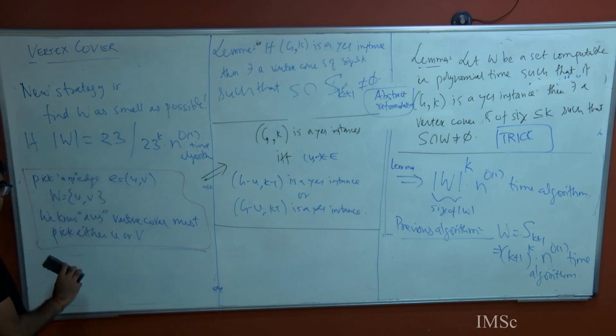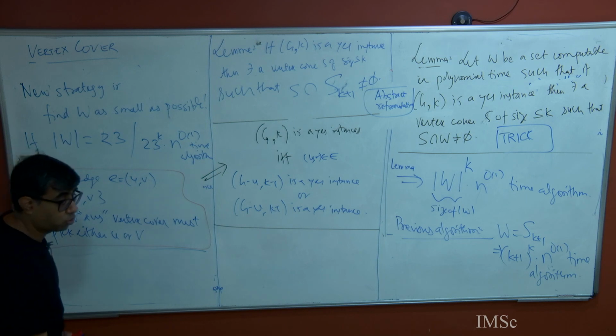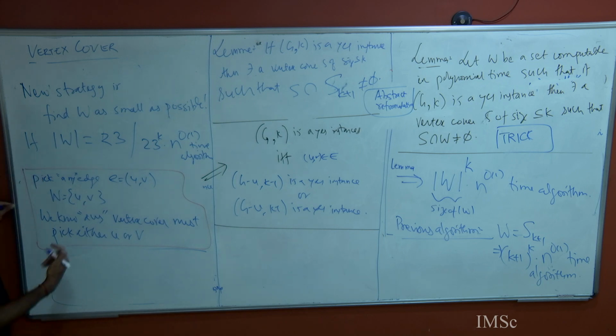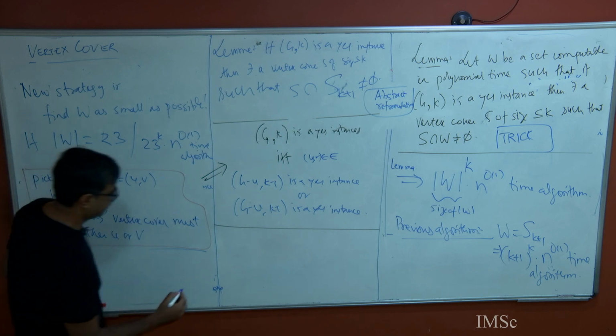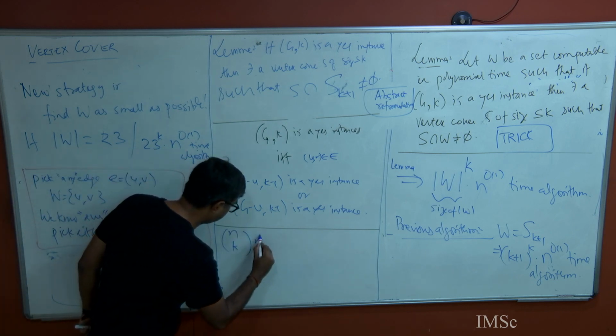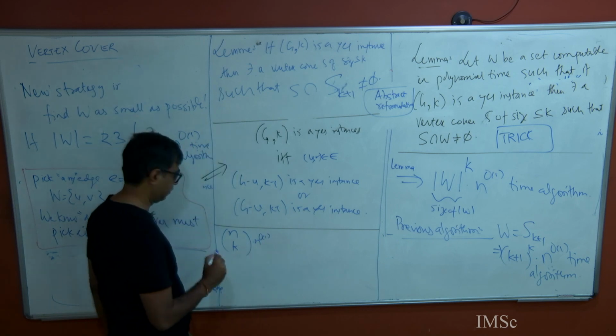We will come back. Up until now, what all algorithms have we seen for vertex cover? In our arsenal, the first algorithm we saw was the trivial n choose k times n to the power O(1) algorithm.